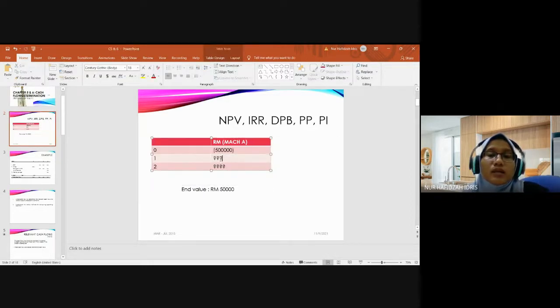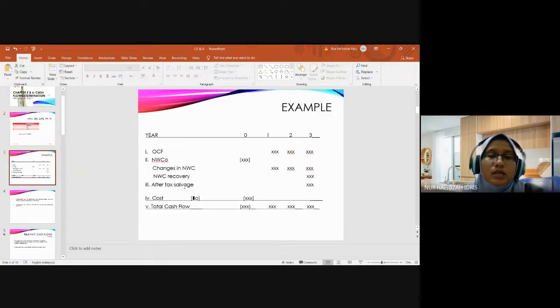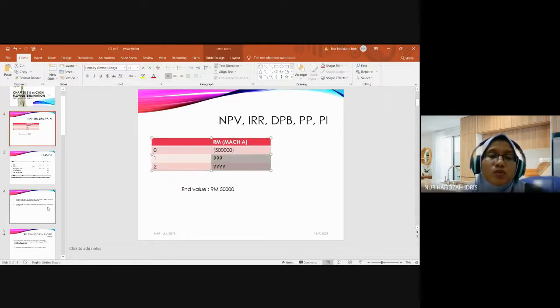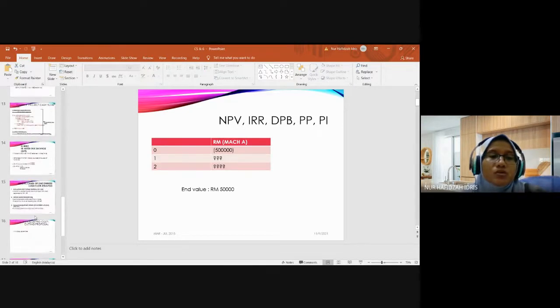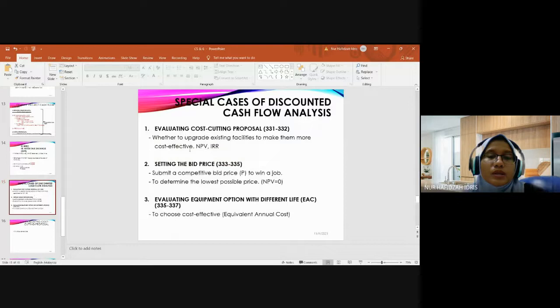So how to find cash flow? Nak dapatkan benda ni macam mana? The amount for the cash flow. Okay, based on the four elements which are operating cash flow, net working capital, and then after tax salvage, and the last one is the cost of the project. Empat benda. Then kita dapatlah cash flow. Okay, bila dapat cash flow, you bolehlah kira present value ataupun IRR.